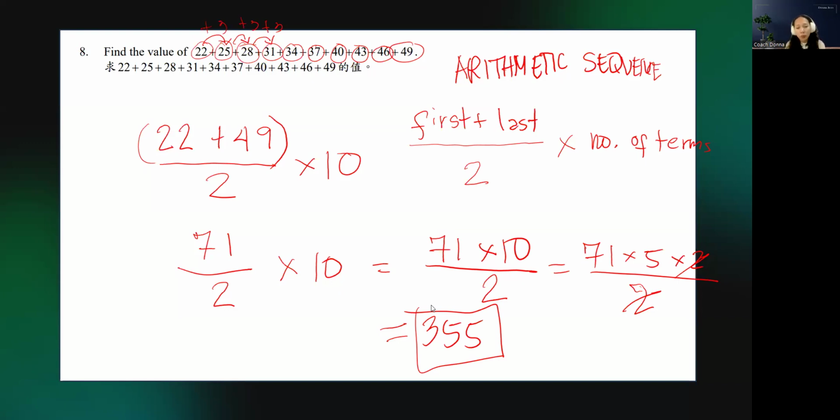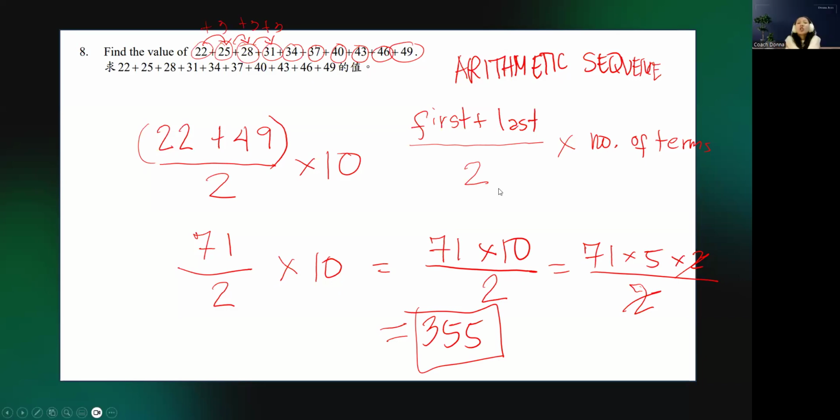You are likely to commit errors if you do adding manually. So let's make use of shortcuts. Teacher, can't you just add 22 plus 49 and 25 plus 46, which makes the same number, so just keep adding?